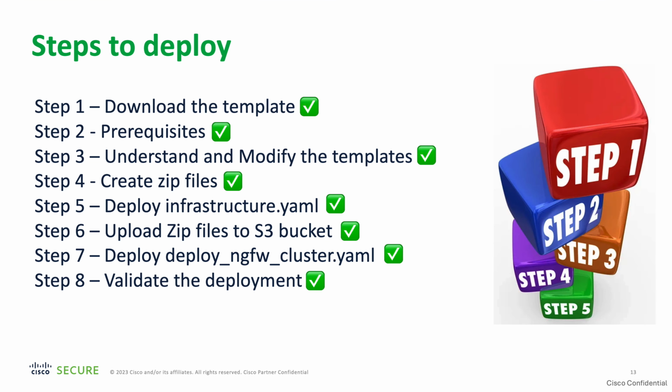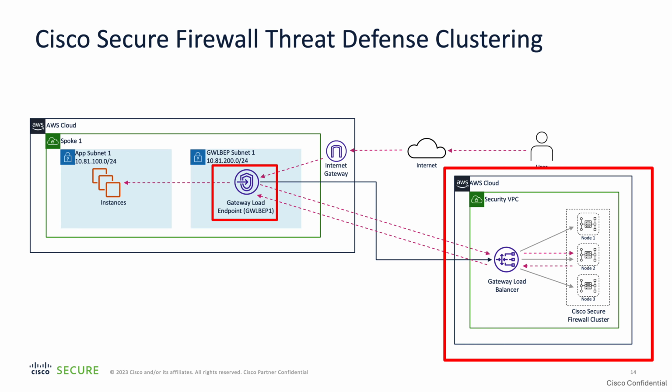Okay, now we've deployed the FTDv cluster with Autoscale in AWS. So as a last step, let's validate the deployment. With the templates, we've deployed this security VPC and subnets inside that: security VPC, route tables, security groups, cluster with FTDs, gateway load balancer, and gateway load balancer endpoint in specified application VPC.